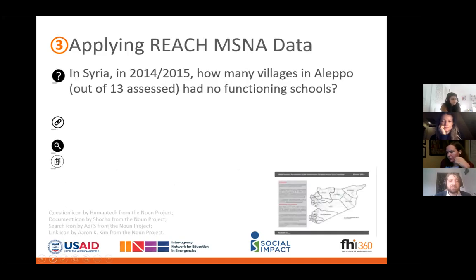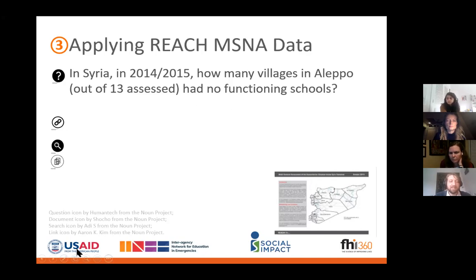When you navigate to the REACH Resource Center, which we'll do in this example, to answer the following question, you'll see that they have the data in order of the most recent to the least recent. So if you're looking for something old, you'll have to scroll down. So the question that we're going to try to engage with, to just get a feel for the website, it's okay if you don't find the answer. It's more to just see where you might look for these answers. So in Syria in 2014/2015, I think both because some parts of the report are not clear about the timeline. How many villages in Aleppo out of 13 assessed had no functioning schools?